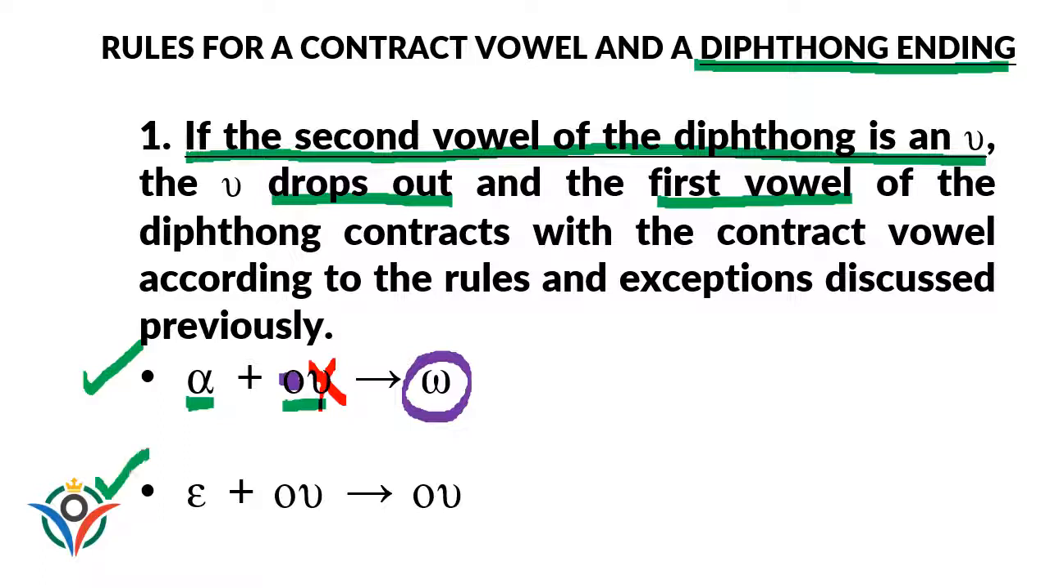And our second example, we have the contract vowel, the epsilon, plus a diphthong ου once again. And so the upsilon will drop out. And then the first vowel of the diphthong, the omicron, will contract with the epsilon. And remember, the exception is when an epsilon meets an omicron, we're going to end up with a diphthong. And so we have ου. Okay, so if this is very confusing to you, please watch the slide again and go through it over and over again until you are confident to move on.